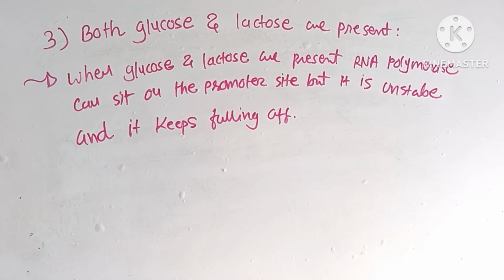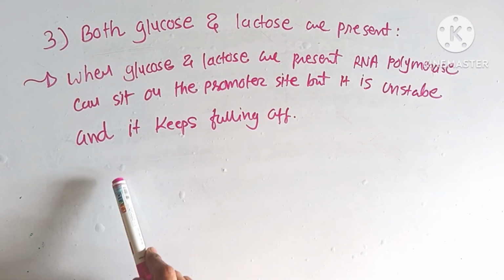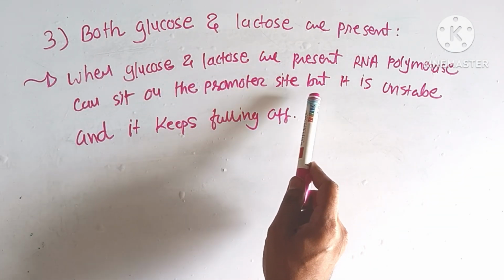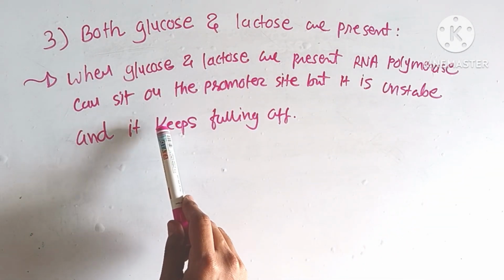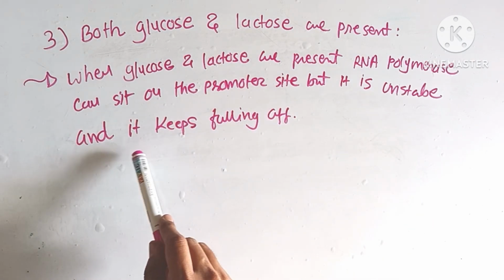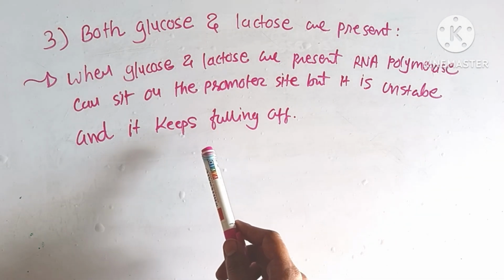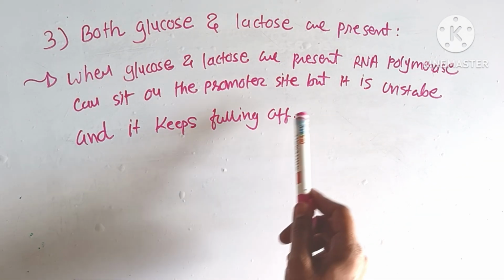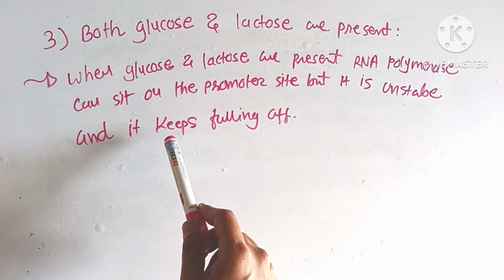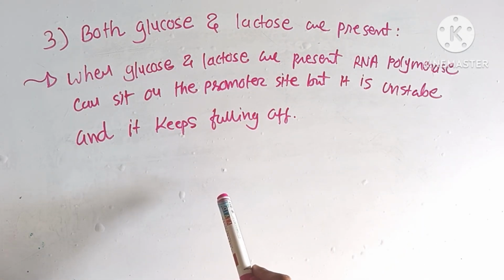Now another exciting condition is when glucose and lactose are both present. So what happens? When glucose and lactose are present, RNA polymerase can bind on the promoter site but it is unstable and keeps falling off. So here when both sugars, glucose and lactose, are present, RNA polymerase binds the promoter region, but it is in an unstable condition and keeps falling off.